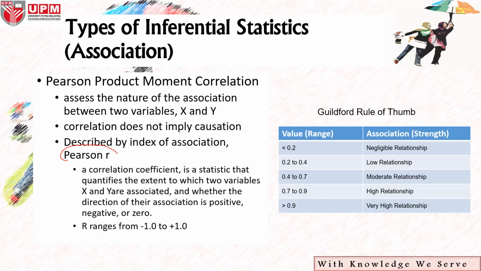Okay, a correlation coefficient is a statistic that quantifies the extent to which two variables X and Y are associated and whether the direction of their association is positive, negative, or 0. Okay, so the R value ranges from -1 to +1. The highest is 1, the smallest is 0. Negative, positive just indicate the direction of the relationship. That's all. The number indicates the magnitude of the relationship. Okay.